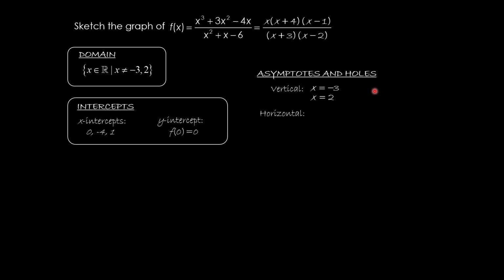Now what about a horizontal asymptote? Well, we need to look at the degree of the numerator and compare it to the degree of the polynomial in the denominator here. And in this case, we have a higher degree polynomial.